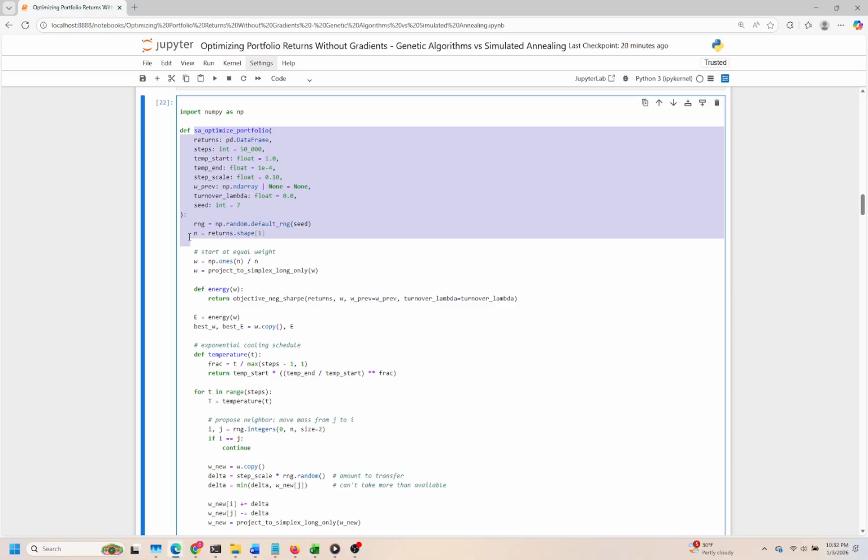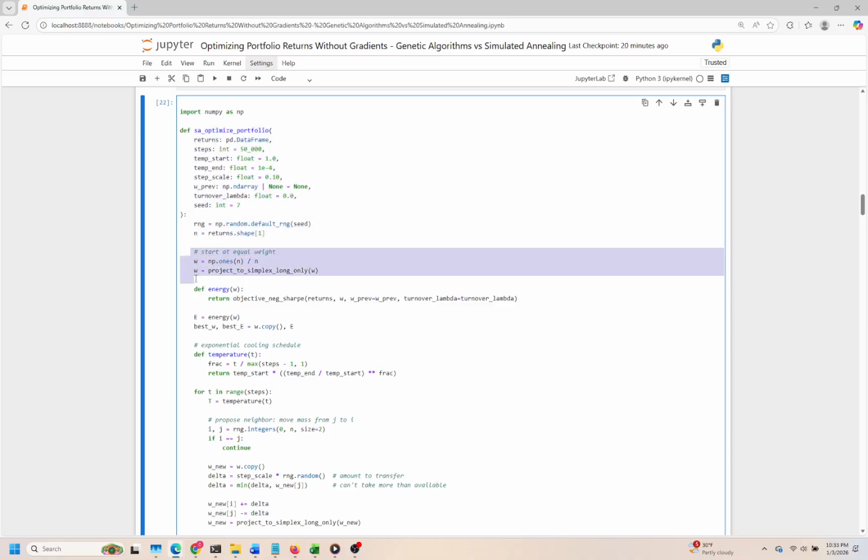An initial equal weight distribution is established, ensuring that the portfolio starts balanced across the assets involved. To bring this balance into compliance with our restrictions, we project these initial weights into the feasible space using a helper function. That's where we ensure the weights make sense, considering the constraints. Next, we define an energy function that assesses the current portfolio's performance using the negative Sharpe ratio, which is a measure of risk-adjusted return. This function will guide our search for better solutions as we navigate through the weight space.